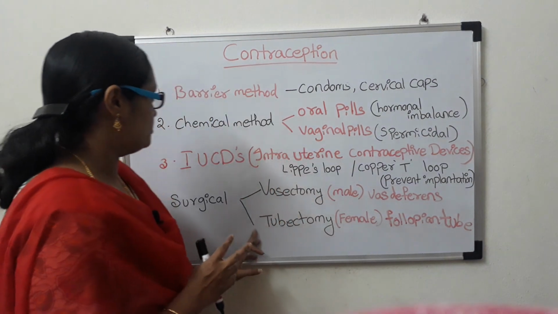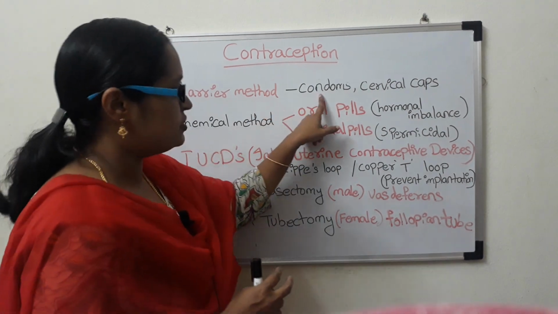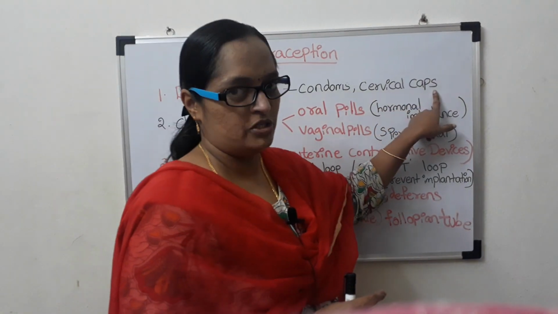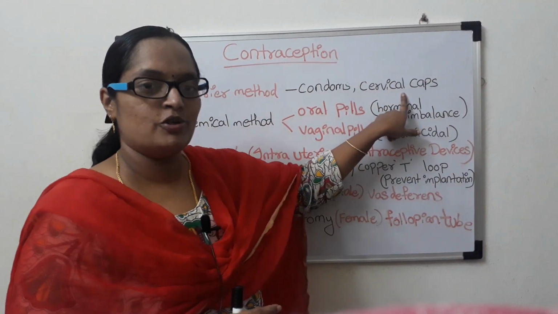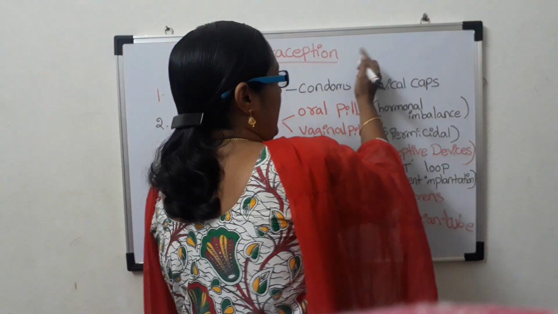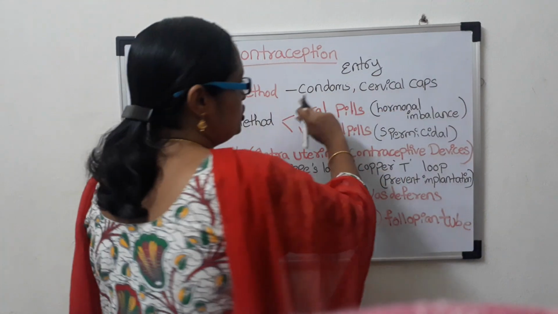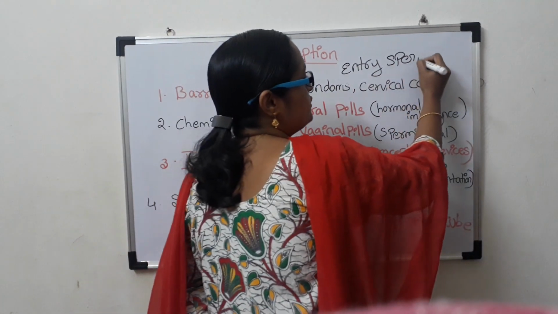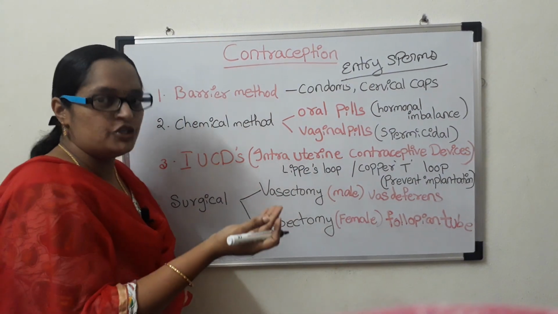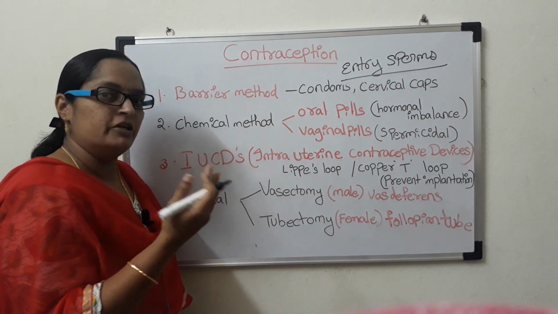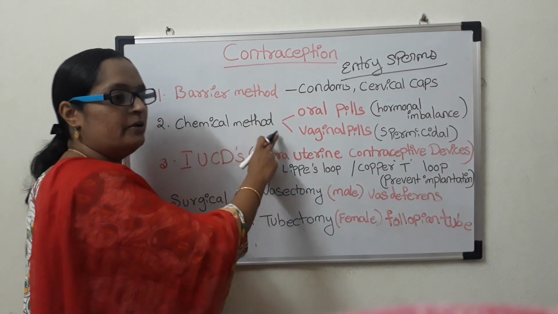There are 4 methods. One is the barrier method. In this method, condoms or cervical caps are used. Condoms are used by males, cervical caps are used by females. These are the barriers which prevent the entry of sperms into the female body, through which fertilization is stopped. Automatically the childbirth will be controlled and pregnancy avoided.